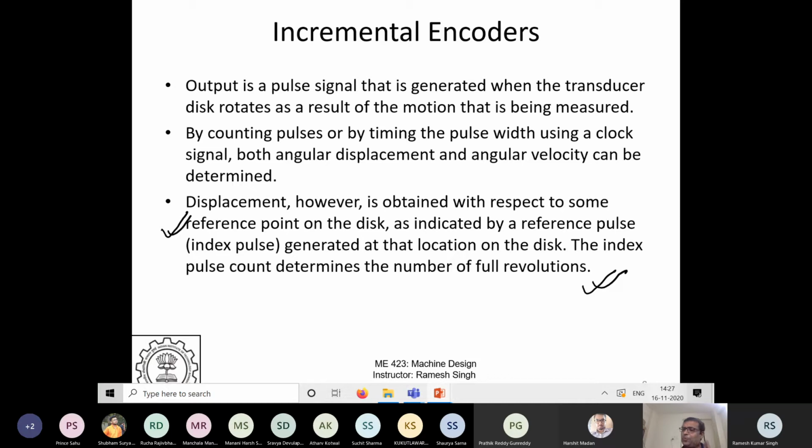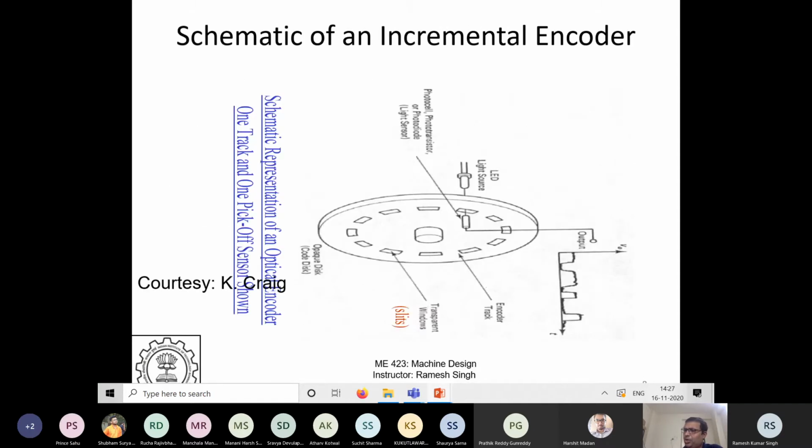So there are two challenges with this. I don't know which way I'm rotating, positive or negative, right? And the second thing is if I miss one or two pulses, I'm off. I'm always erroneous, right? So there are some problems with these incremental encoders. First, let me show you how incremental encoders look.